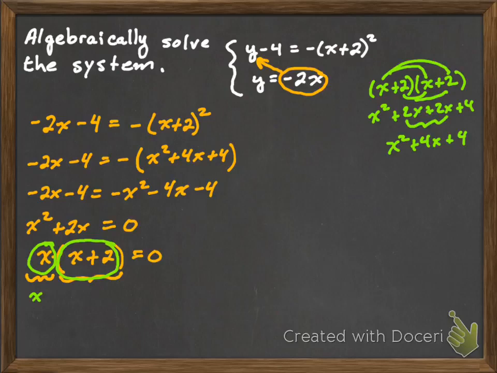So that means either x is 0 or x plus 2 equals 0. Well, x equals 0, that is a solution. It's already x equals. This part we would solve by subtracting 2 to the other side. Alright, so what we have done is we have solved the equation for x, giving us x is equal to 0 and x is equal to negative 2.